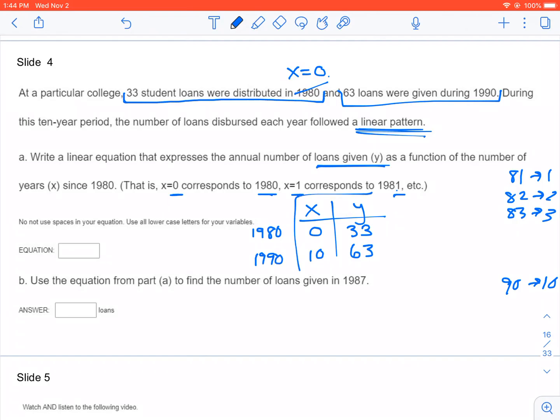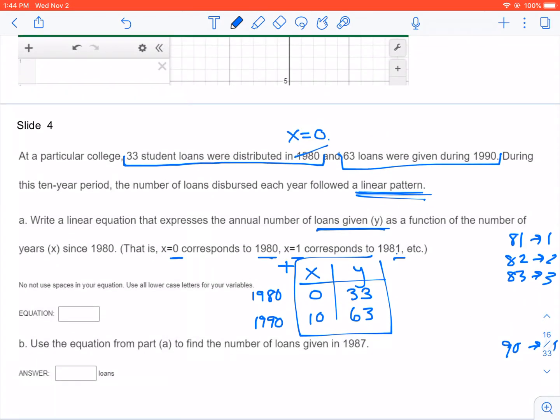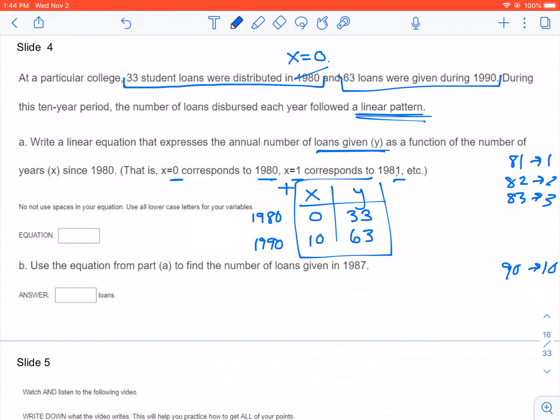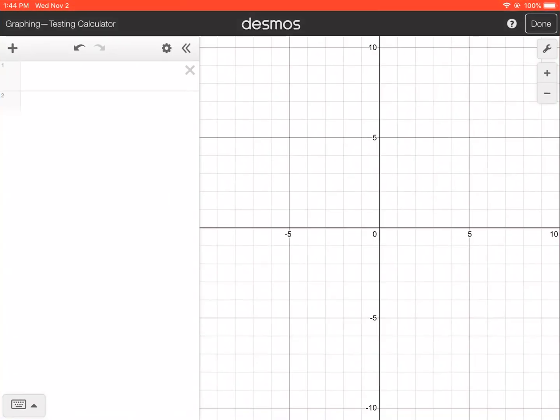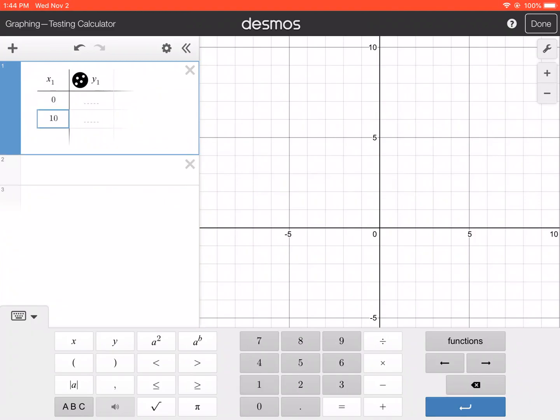So what we can do is add this in on Desmos by adding a table. Now there's a way to do that by hand, and I will show you after I show the Desmos way for those of you that might want to do it that way. So let's get to Desmos. The plus sign in the top left corner will give you choices. We want to add a table, and then we're going to type in what we just said. We had year 0 and year 10, we had 33, and we had 63.